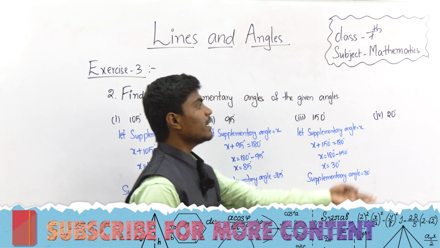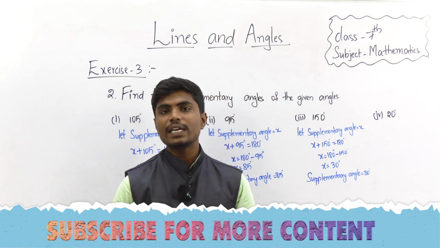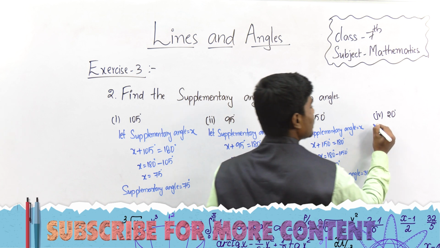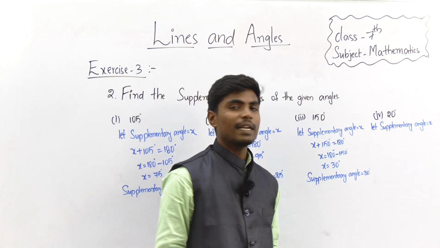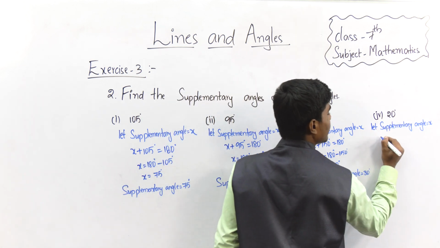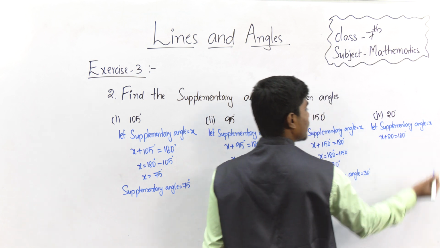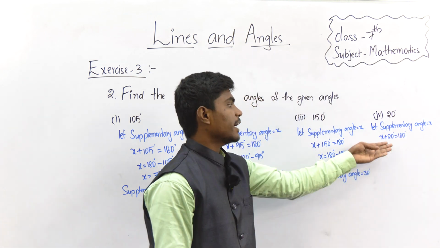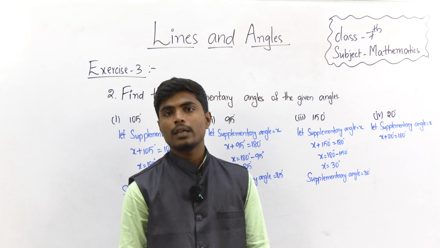Now let's move to the last problem. Here the angle given is 20 degrees. Let the supplementary angle be x. Here x plus 20 degrees is equal to 180 degrees.